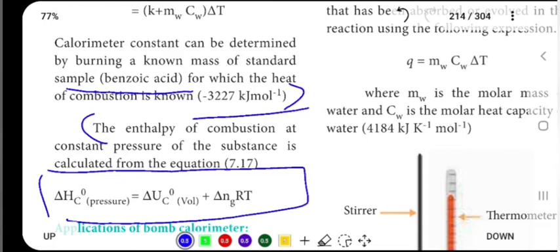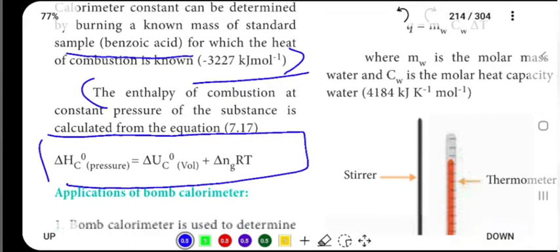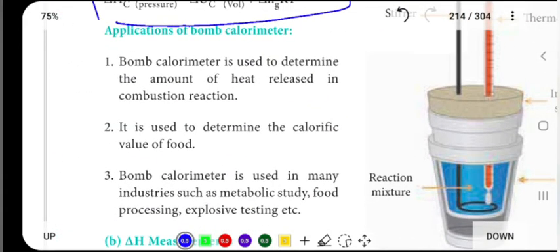Now we are going to study the applications of bomb calorimeter. First application, bomb calorimeter is used to determine the amount of heat released in the combustion reaction. When the question comes, you have to write these three uses. Suppose the question is to explain about bomb calorimeter, you need not write these applications. If the question asks about applications, then only you should add these 3 points.